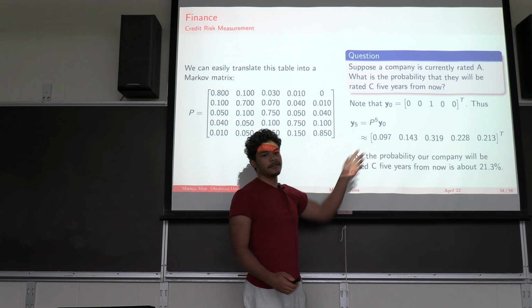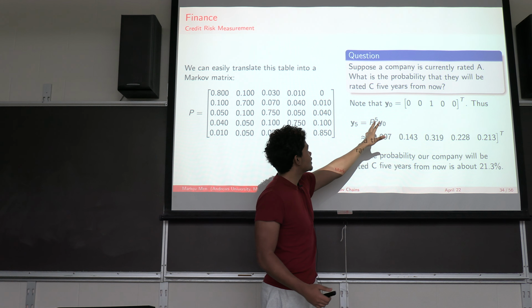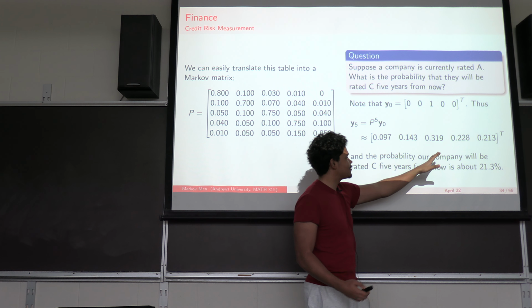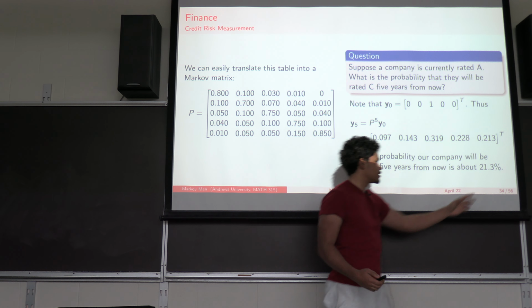We calculate Y5 through the transition equation we saw earlier, right? So Y sub 5, or our distribution 5 years from the present, is just going to be our probability matrix to the power 5 times our current vector. Approximating this gives us these values. Even though we had to approximate, they were still better than some of the values we had to calculate for the midterm. But basically, we get that the probability that this company is rated C 5 years from now is about 21.3%, looking at this last entry here, right?